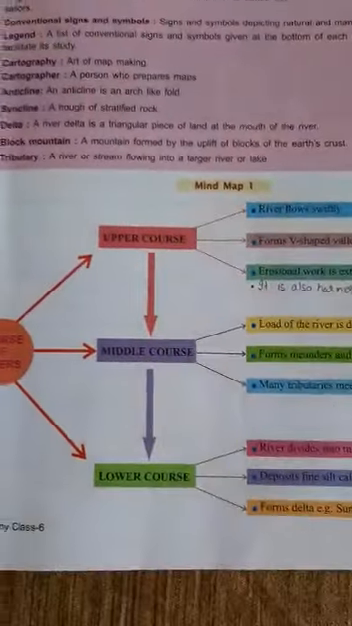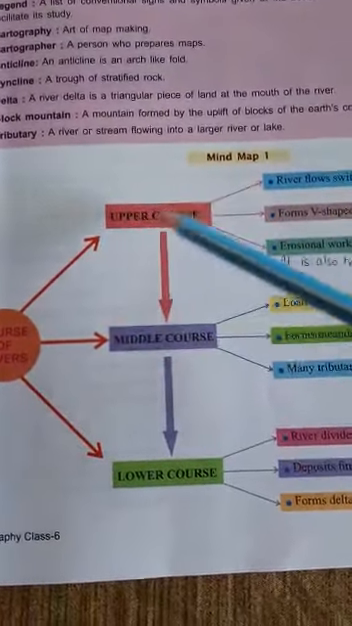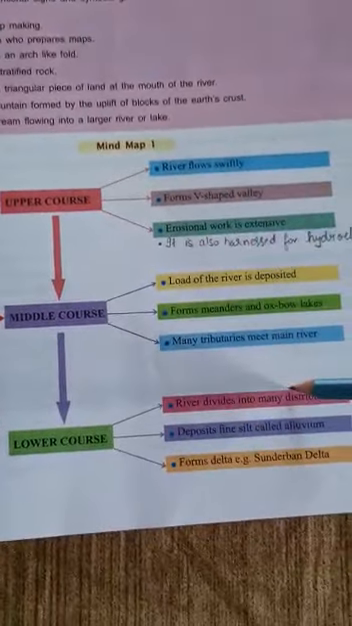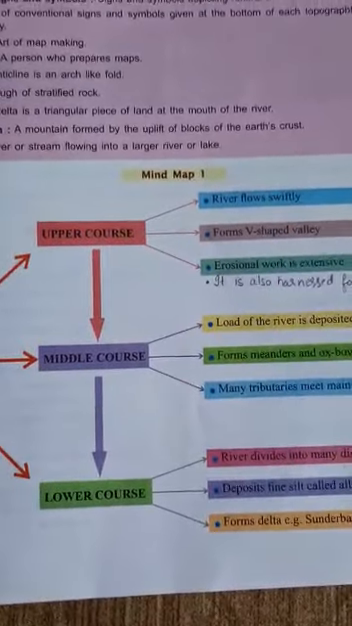So now here in page number 23, you can see a course of river. Here one mind map is given that you need to practice in your text copy. So that is all that you have with this chapter.